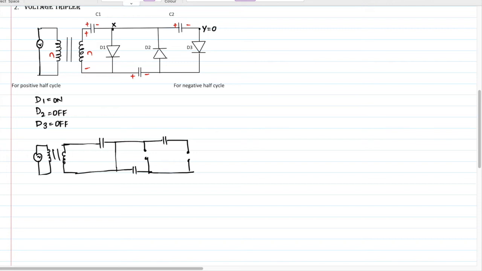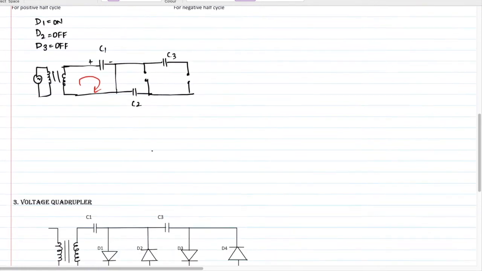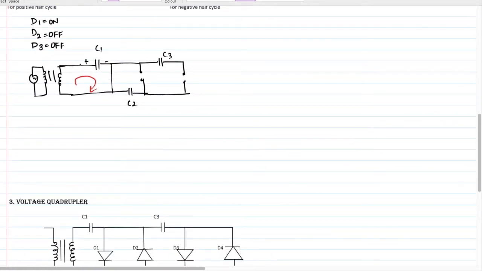Now apply KVL. So this is the circuit, C1, C2, C3. These two are open circuits, so we can't apply KVL to them. Let's apply it only to this circuit. When you are applying a positive cycle, this is plus minus. So similarly, minus V in plus Vc equals 0. The same way as the previous one, Vc1 equals V in.